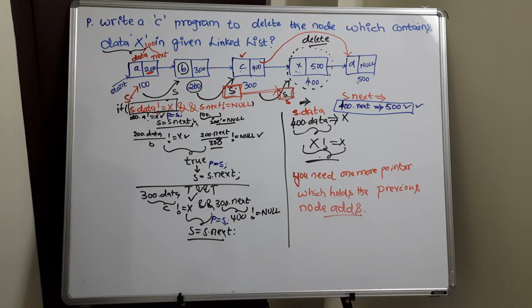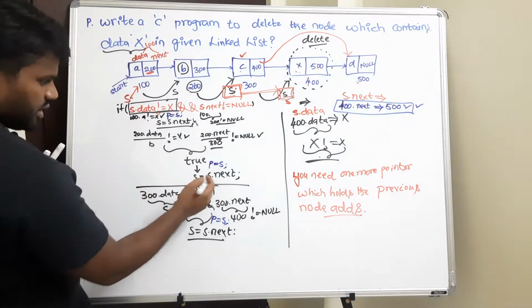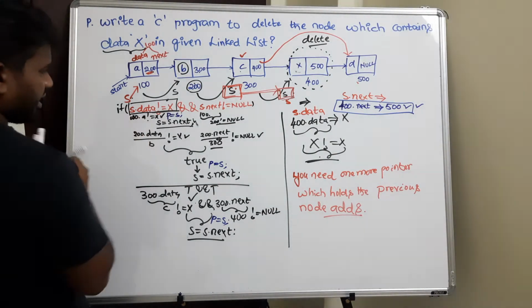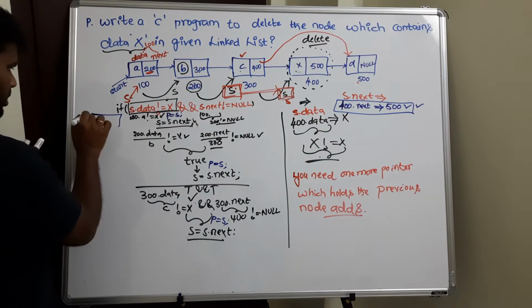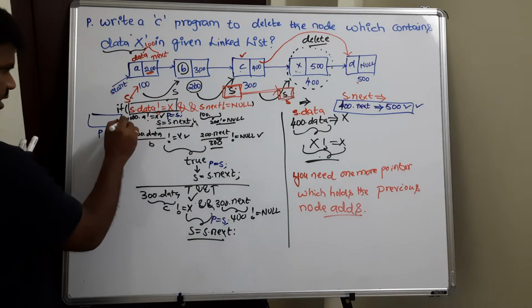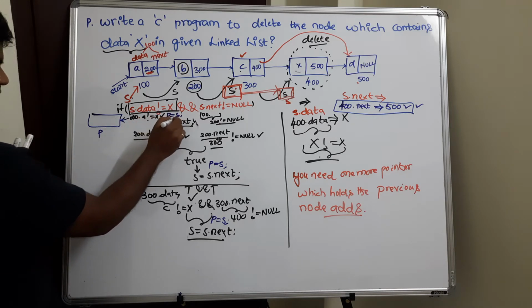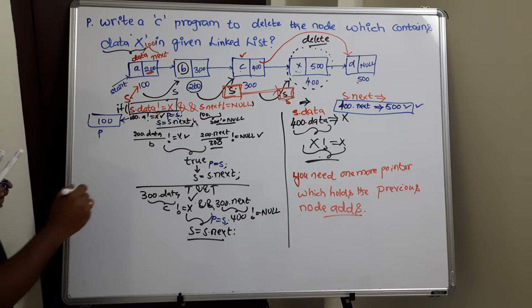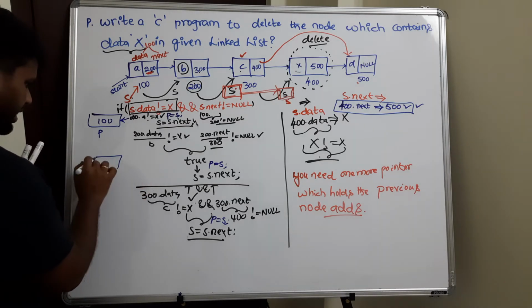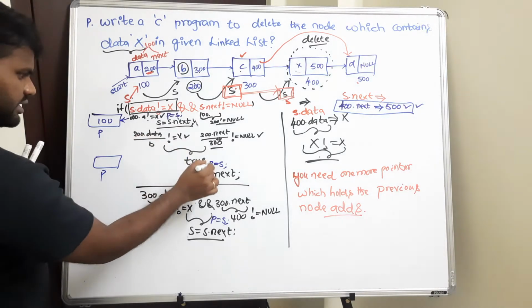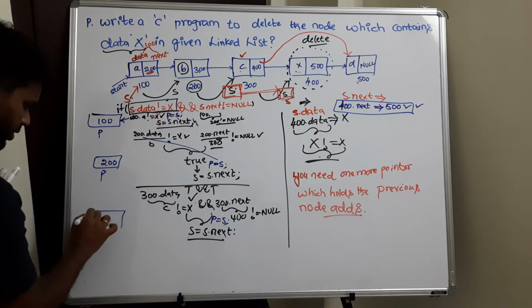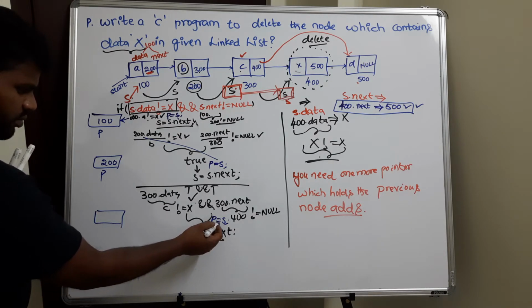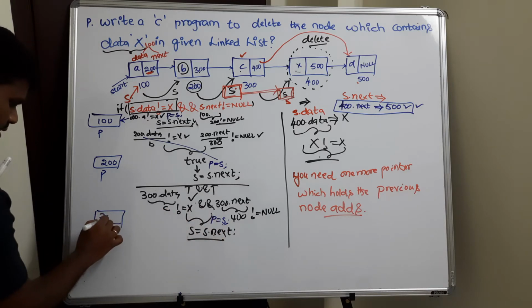So here also, okay, here my s is 100, so I am moving to s is equal to s dot next. What is my p now? Here p is the old s address. What is s? 100. Now again here, what is p? Yes, s is 200. Here again you move to next. What is s? S is 300.